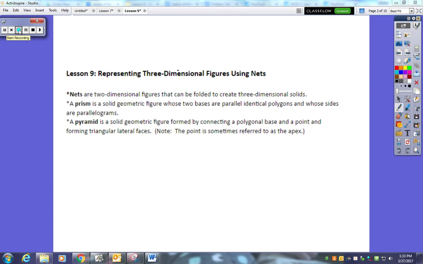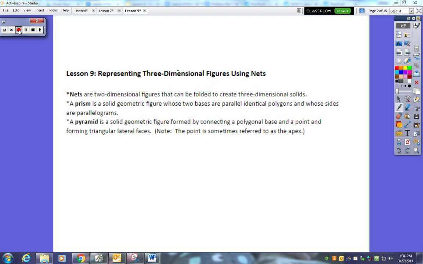In Lesson 7, we are going to look at representing three-dimensional figures using nets. So just to go through some definitions that we're going to be talking about throughout the lesson, and we'll see some more examples as we go. First off is nets. Nets are two-dimensional figures that can be folded to create a three-dimensional solid. So it's a flat picture of a three-dimensional figure.